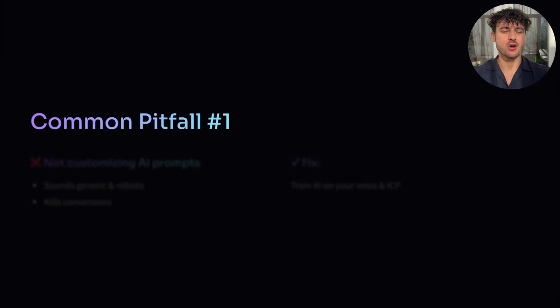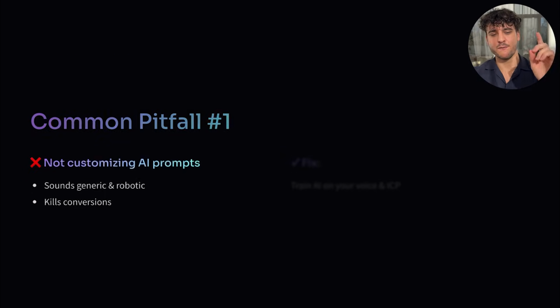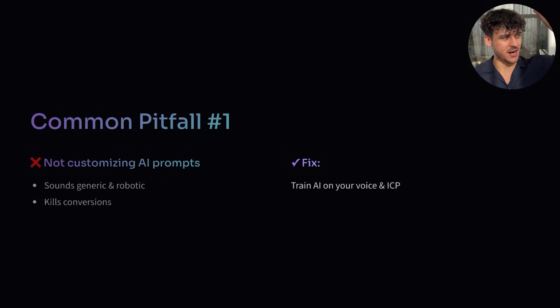Now let's cover a couple common pitfalls. The first one is that you're not customizing your AI prompts enough so that they sound generic, robotic, and they kill conversion. The fix is to train your AI on your voice and ICP. The best part though is that if you took the template that I provided to you in this video, all you need to do is adjust my prompt that I made by heavily adjusting over time and improving and improving and improving, and adjust it to your business, and you're going to get the most real AI you could ever imagine.